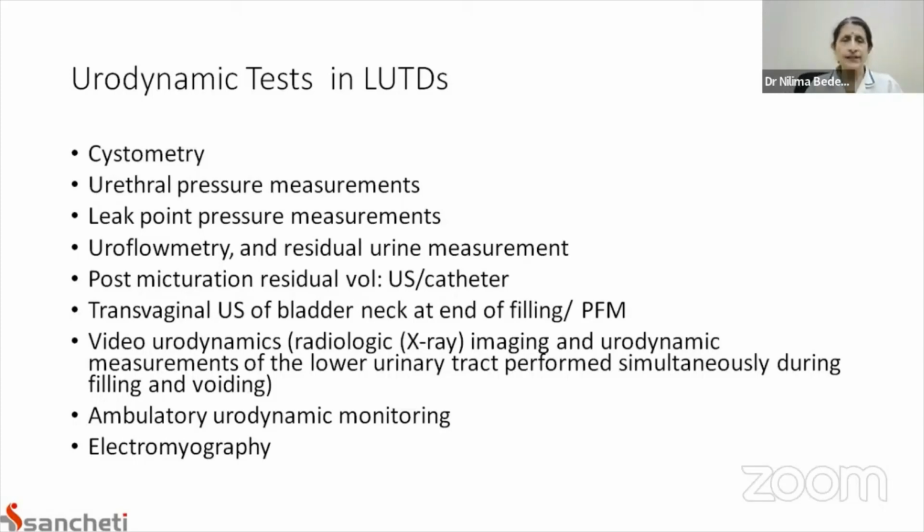So, cystometry is the gold standard. The urethral pressure measurements, the leak point pressure measurements, the uroflowmetry, post-micturition residual volume by ultrasound or a catheter, transvaginal ultrasound of the bladder neck and end of filling phase, and the pelvic floor muscle, transvaginal ultrasonography, the video urodynamics, and the ambulatory urodynamic monitoring, or the electromyography and the nerve conduction velocity studies, which are the electrophysiological tests, which can also be conducted in the urodynamic labs.